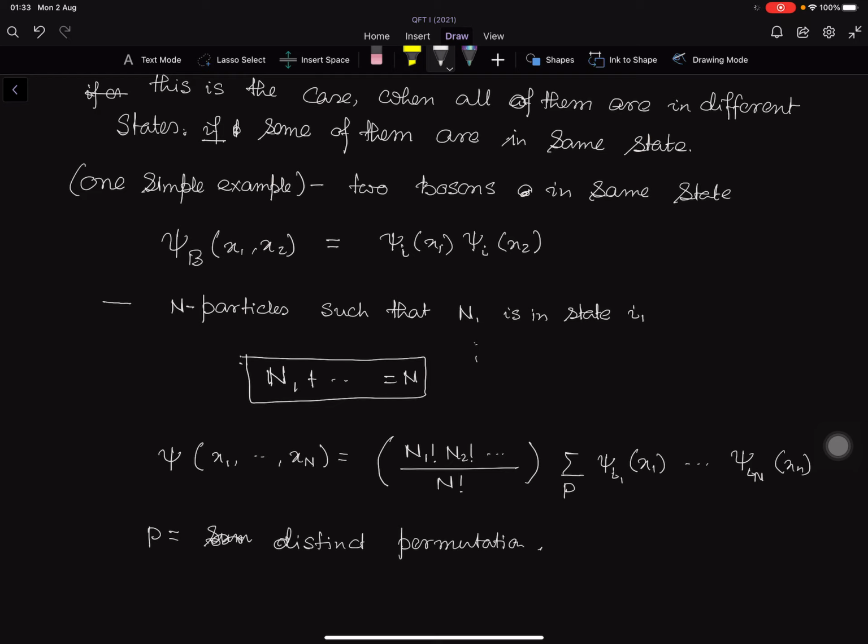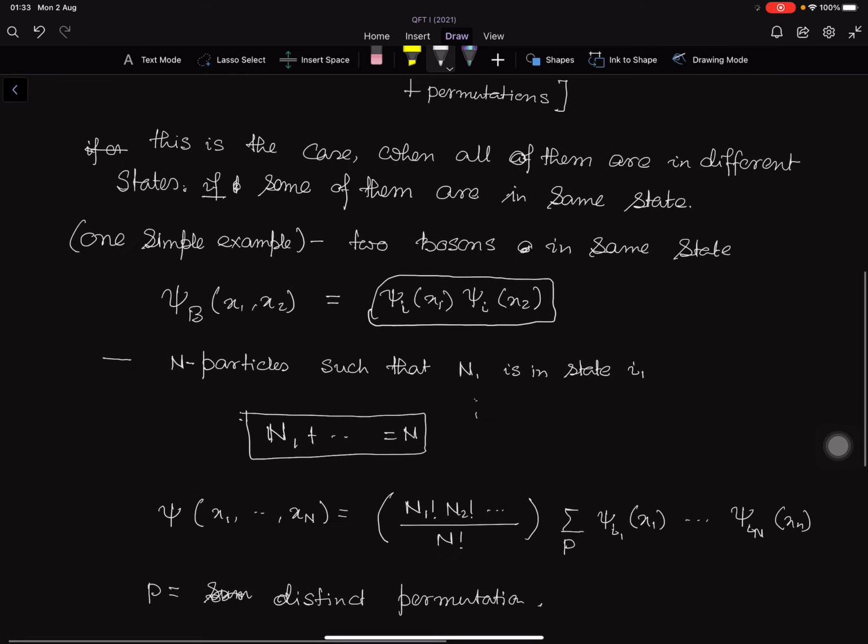What do I mean by that? Let's go back to the earlier case. In this case, exchanging 1 and 2 doesn't give any different wave function, so exchanging 1 and 2 is not part of the distinct permutations. Whereas if the two particles are in different states, then exchanging those particles gives rise to a different wave function. So P stands for distinct permutations.